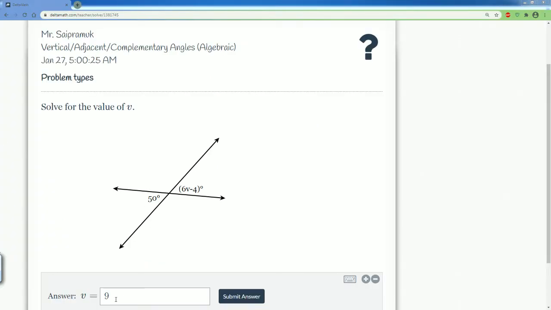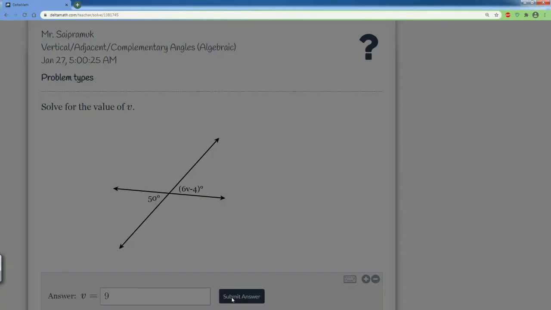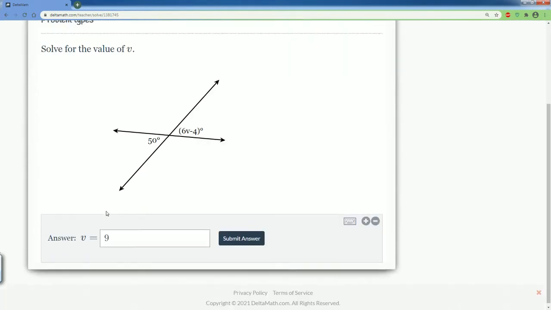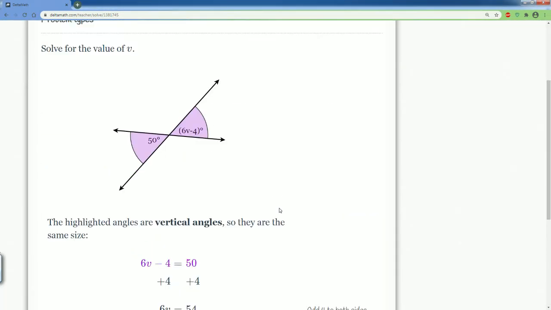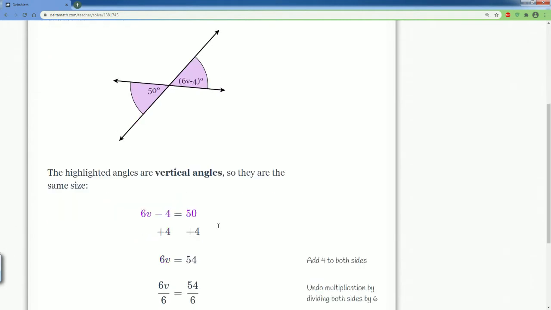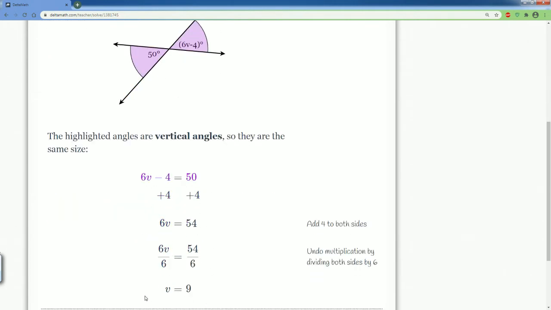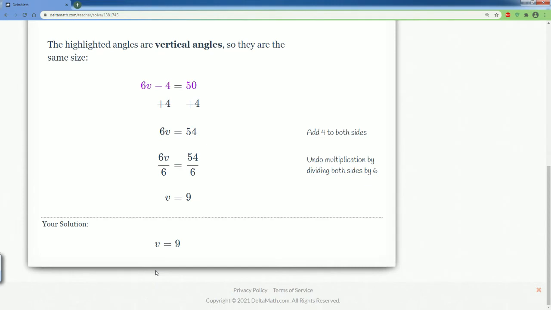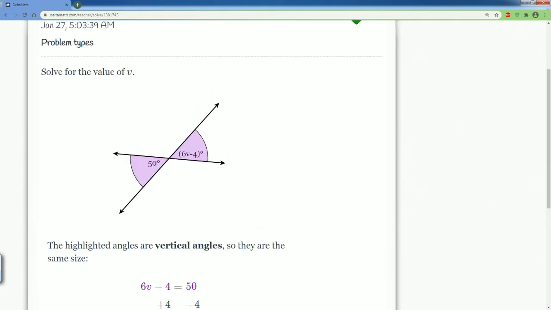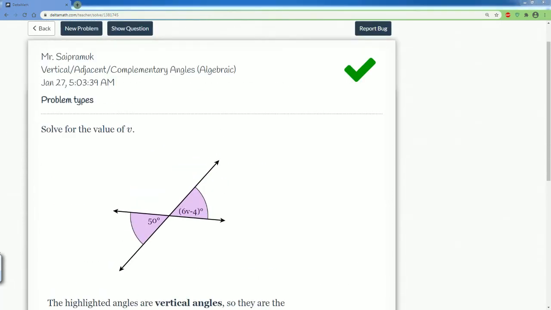Right? So we plug in our 9 that we got. And we are correct. Okay, they are vertical angles. You see how we set it up. We did the algebra, and that's how we got our solution. Good. Let's do a couple more.